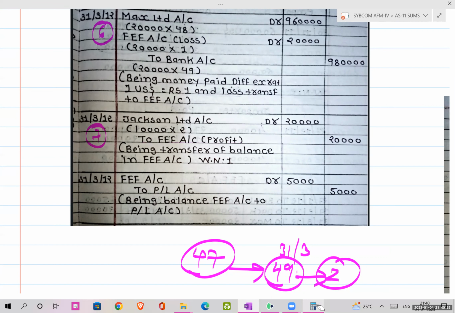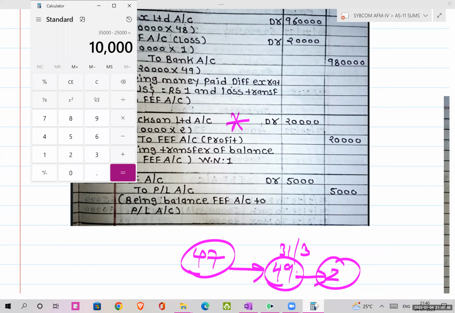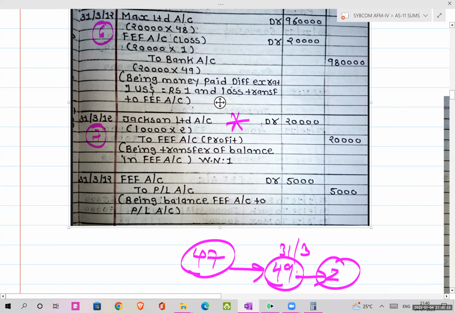Am I clear to everyone about this? Journal entry number 7. This is very, very, very important. So you have to check that against the deal you have done, the full money should come. If it has not come, then for the gap you have to pass an entry. So like in this sum, $10,000 is the gap, and for every dollar there is 2 rupees profit. So 20,000 entry is passed, being transfer of balance in FEF account. Working note number 1, you can write that. Fine. I hope this part is clear to everyone.